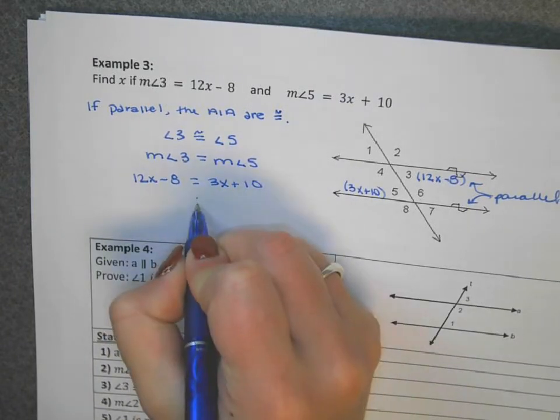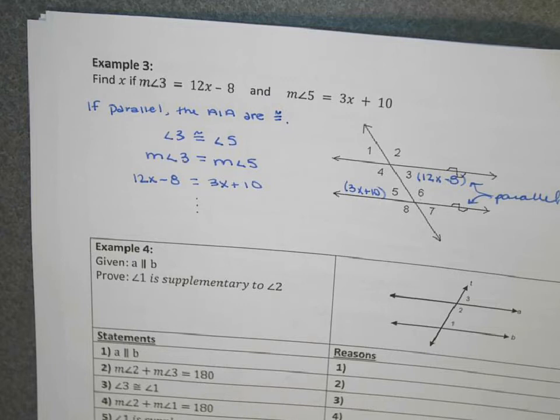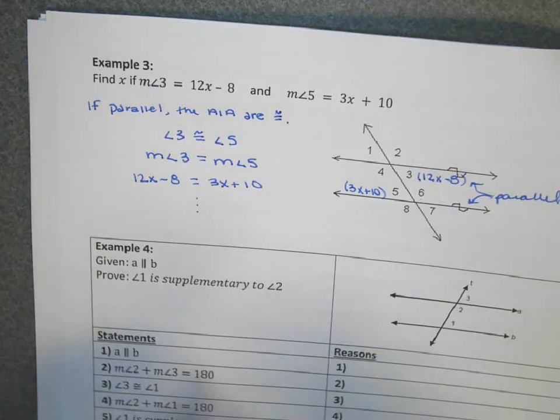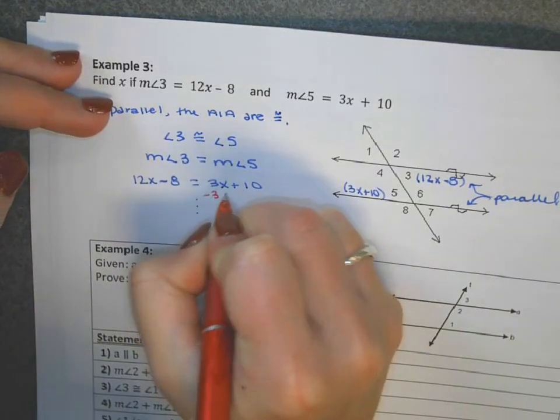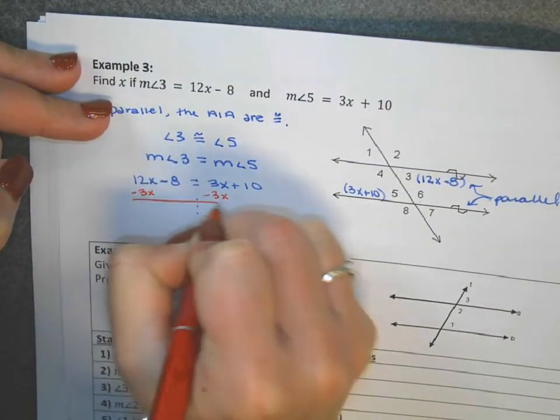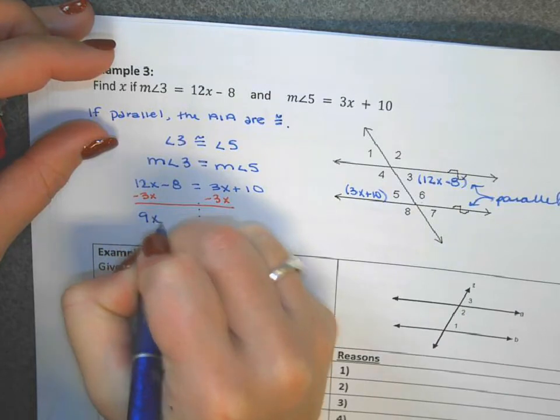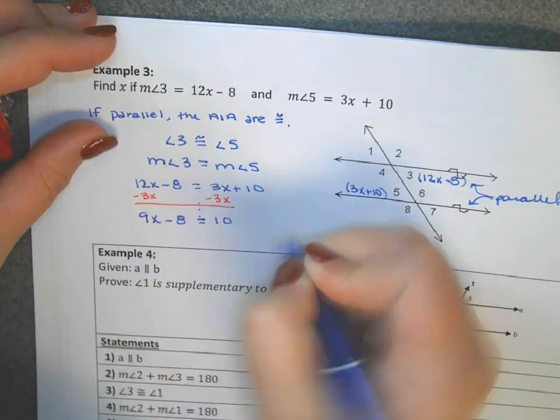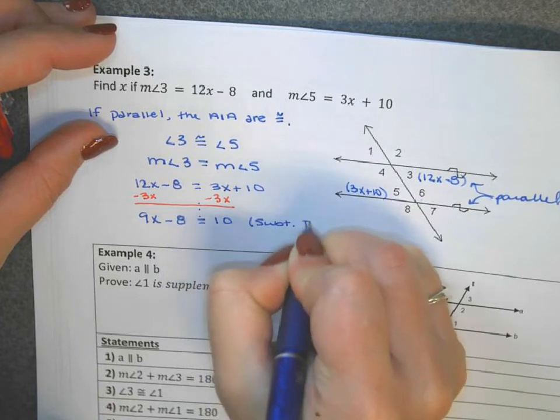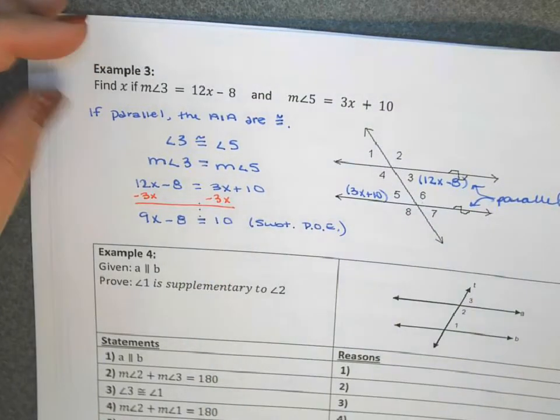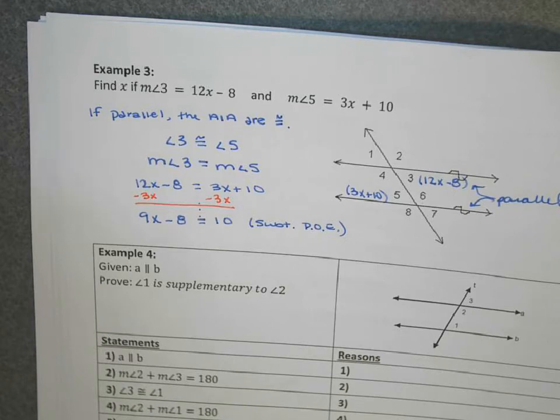So let's solve this. What am I going to do in order to get x alone? Subtract 3x from both sides. Remember, if I had to justify with reasoning, I would not necessarily write in this step, and if I did, it wouldn't have a reason. 12 minus 3 is 9x minus 8 equals 10. Then I would write my reason here: subtraction property of equality. I know I'm not usually supposed to abbreviate, but I don't want to confuse it with substitution.